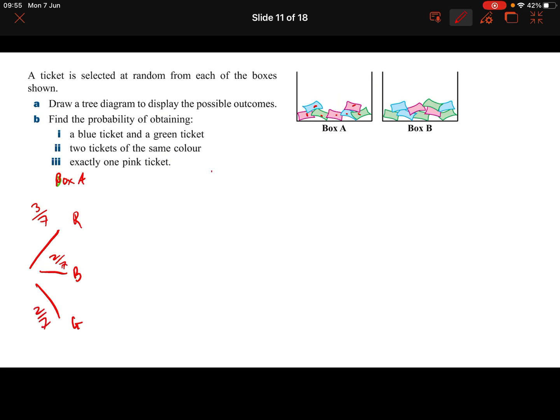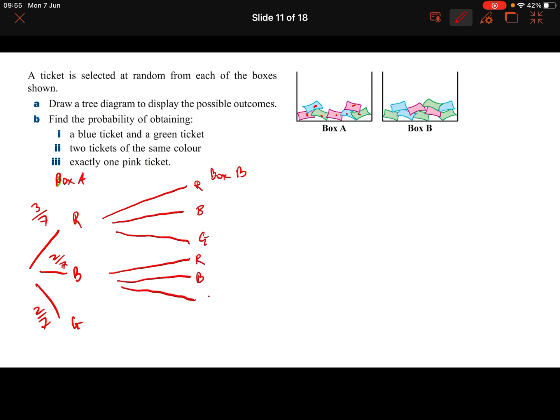From box B, I can also get red, blue, green, and then I need to branch off from each of these as well. And you can see how it can cause a bit of a headache, which is why you need to make lots and lots of space and do this beautifully and clearly. Okay? Notice that what you take from box B is independent of what you take from box A, so that helps save me some time.